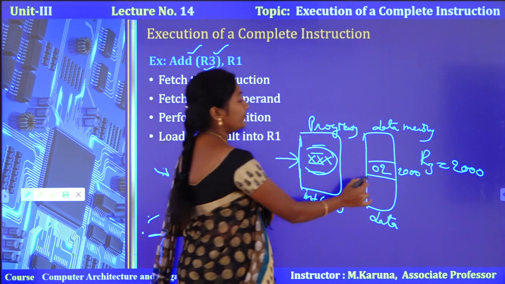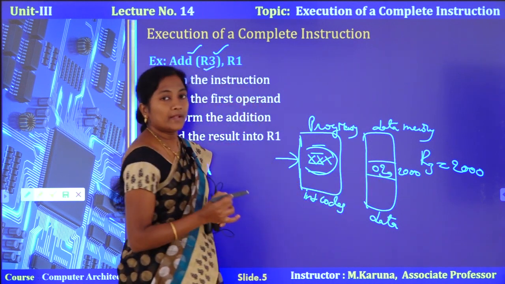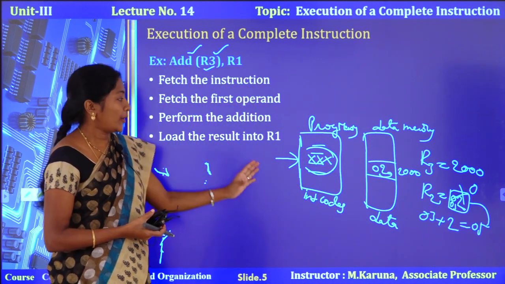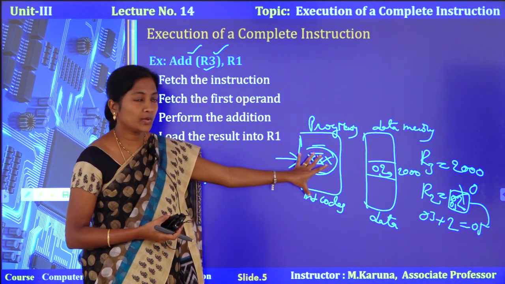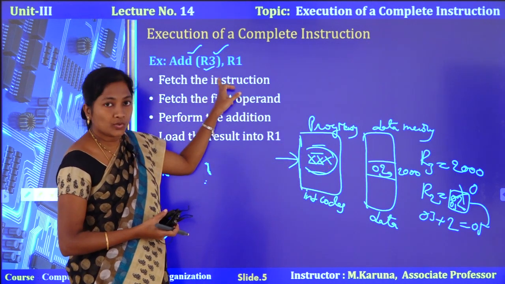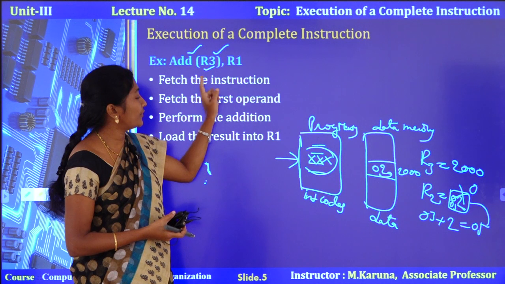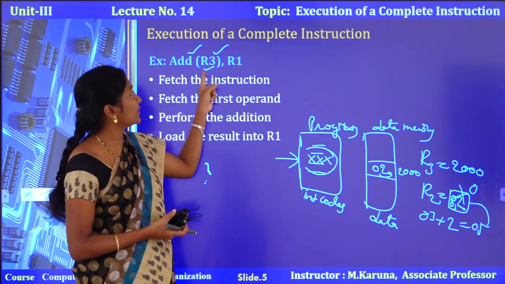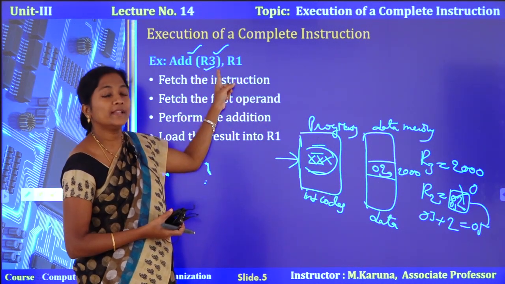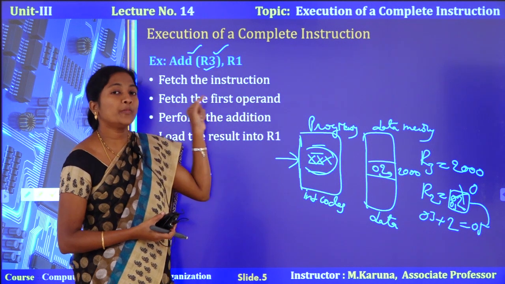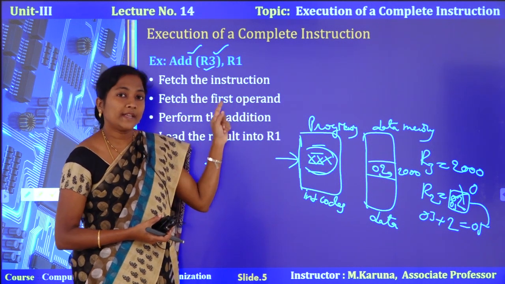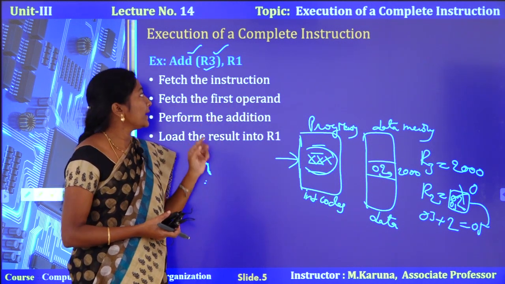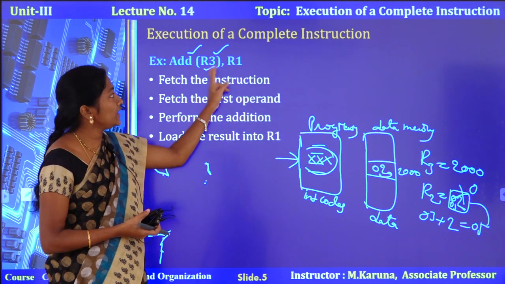0, 3. But in this case, first processor needs to fetch the instruction code, and then according to our instruction, processor needs to fetch the first operand. Because the operand is available in the memory location, processor needs to fetch the data from the memory location and then perform the addition operation.